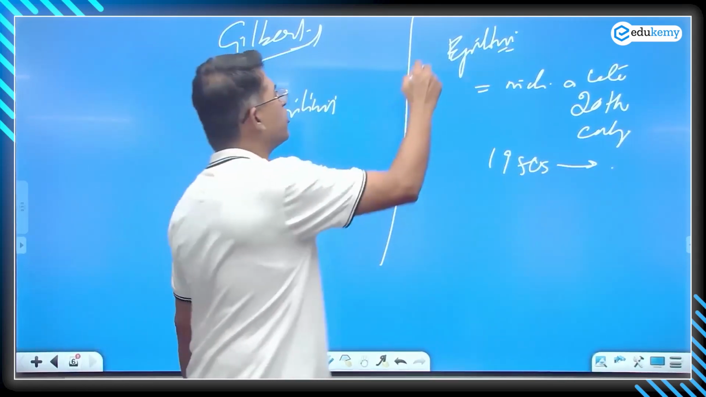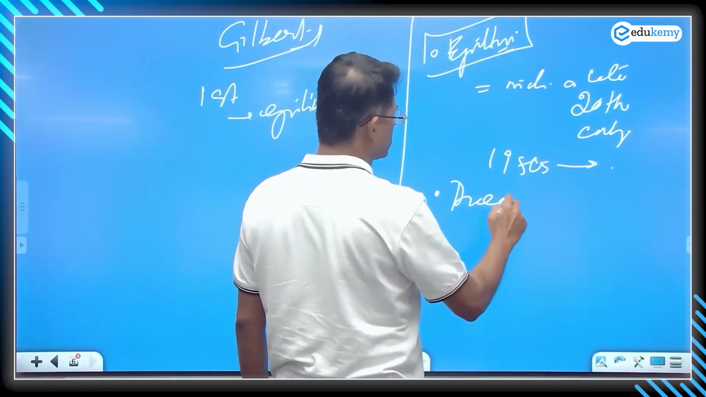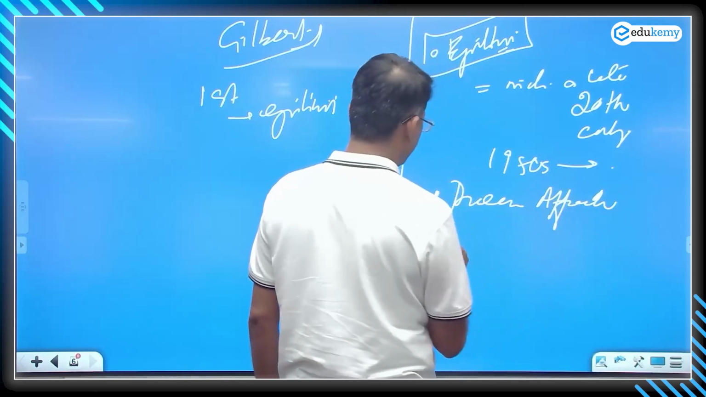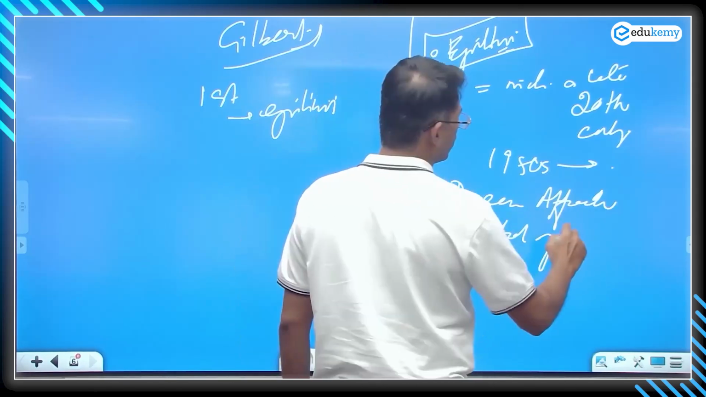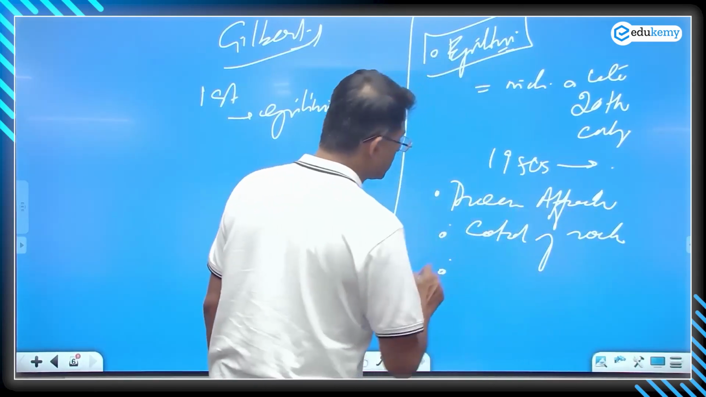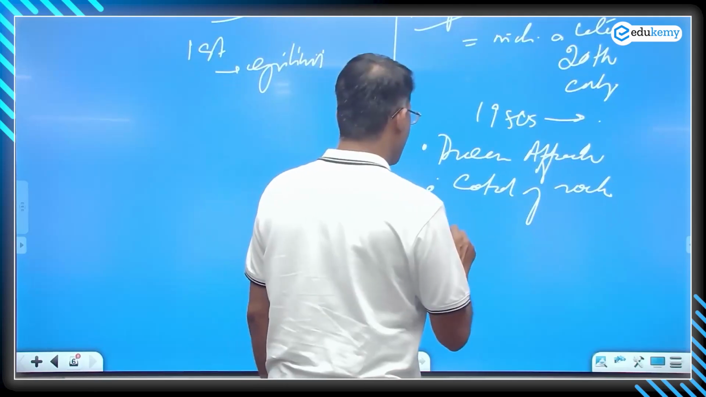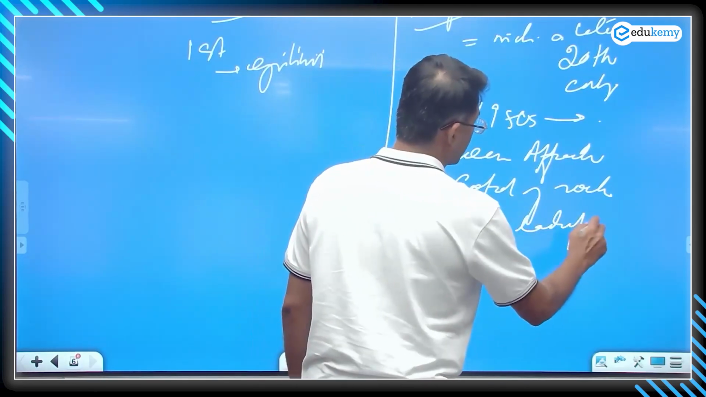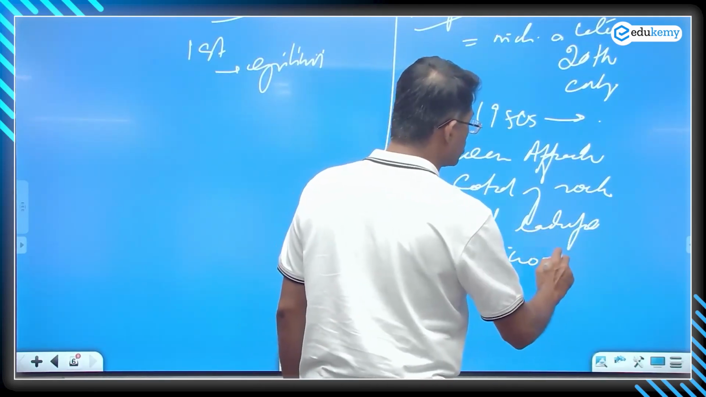In equilibrium theory, we are looking at the process approach. In equilibrium theory, we are looking at control of rocks. Equilibrium theories are more about the local landscape. That's why they are more micro geomorphology.